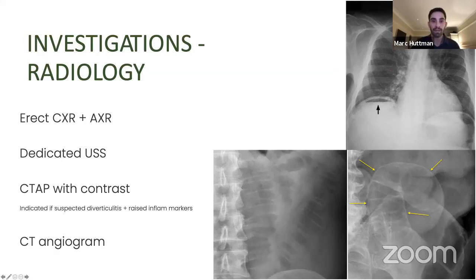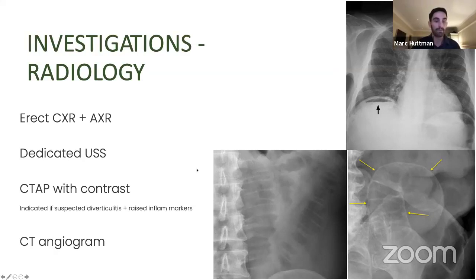And that top right image there has a little arrow where this is normal. The other side is a gastric bubble. That is allowed. But on this side, you're not meant to have air there. On an abdominal x-ray, you can also see this. If anyone knows what this is, type it in the chat now. I'll give you a few seconds whilst I speak about CTAP.